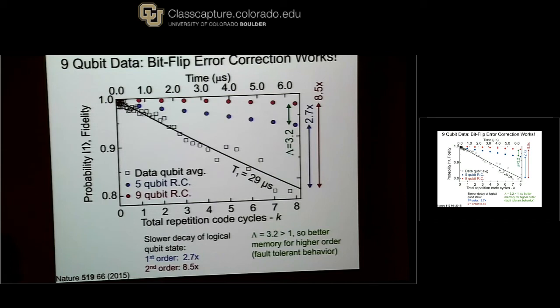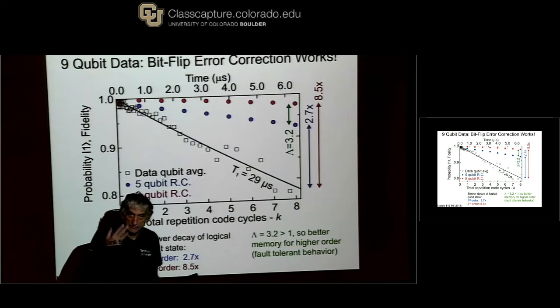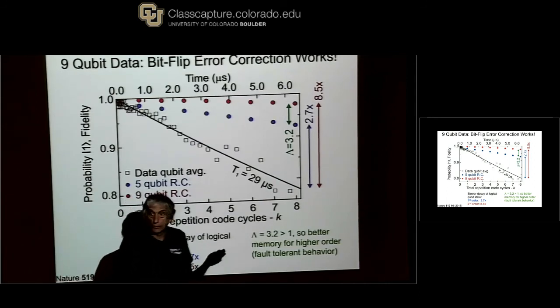So that's the basic idea, and that's we have to make more orders. We have to do both bit flip and phase flip at the same time, and that's kind of where we need to go with these experiments in the next step. Questions here?